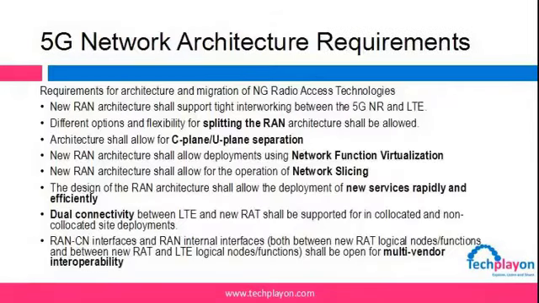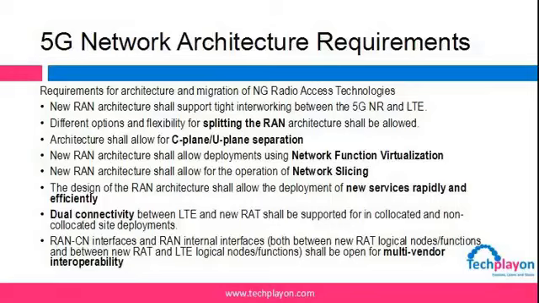5G is going to have a new network architecture, so 3GPP has set some requirements for it. The requirements are: new RAN architecture shall support tight interworking between the 5G and LTE. Different options and flexibility for splitting the RAN architecture shall be allowed. Architecture shall allow for C-plane and U-plane separation. New RAN architecture shall allow deployments using network function virtualization. New RAN architecture shall allow for the operation of network slicing.